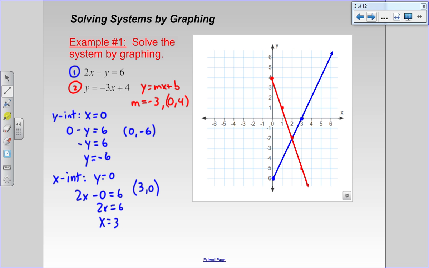Having graphed both the lines on the same coordinate plane, we can see clearly that the intersection point is the point 2, negative 2. So that is the solution of our system.